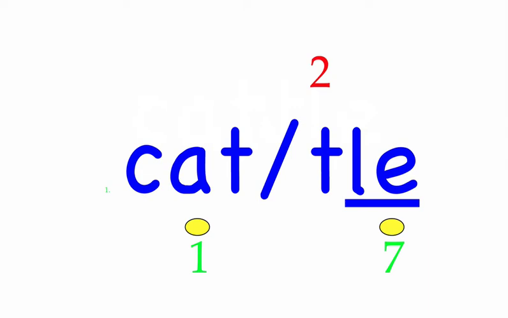Cat, tull. The LE at the end of the word, we write a 7 under it. Vowel group 7 is in effect here. When you have LE at the end of the word, it functions as a vowel representing the sound ul.